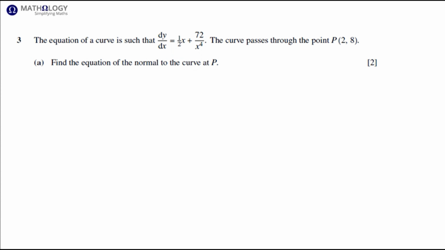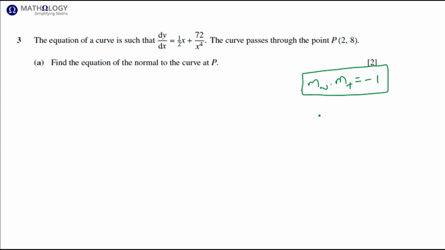Okay, now a normal is perpendicular to a tangent. A normal and a tangent are perpendicular lines. That means that the gradient of a normal times the gradient of a tangent is going to be -1. And we need this information in order to determine the equation of a normal.